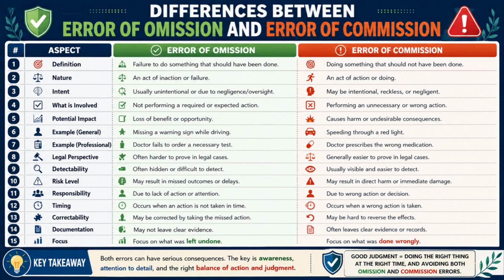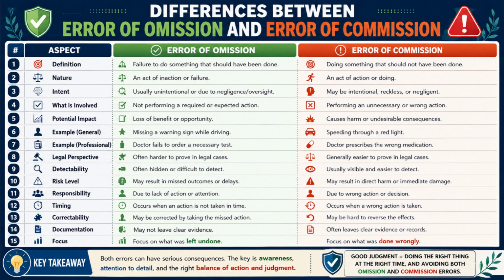Number 10. Error of omission usually causes underreporting of transactions, whereas error of commission causes misclassification or inaccurate reporting of transactions. Number 11. Error of omission occurs when a transaction is left out entirely or partially, whereas error of commission occurs when the transaction is entered with incorrect details. Number 12. Error of omission can be corrected by recording the missed transaction, whereas error of commission can be corrected by rectifying the incorrect entry.